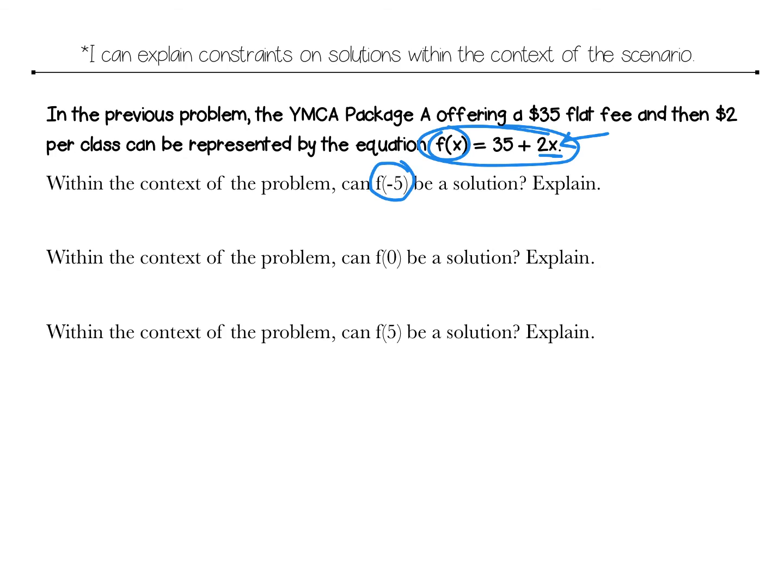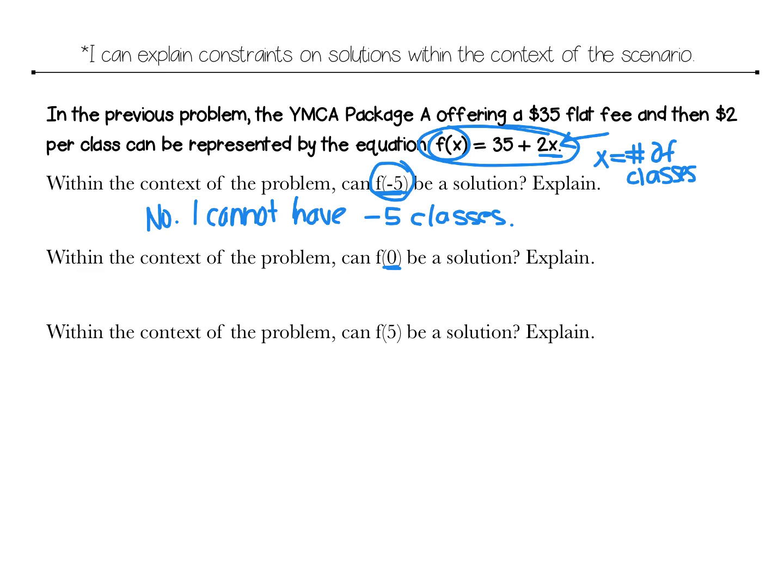So when I go back to what x represents, the number of classes. So if x represents the number of classes, can I have negative 5 classes? Well, no. Okay, so what about f of 0? Can I put 0 in for x? So if x is number of classes, in theory, could I take 0 classes? Yes.